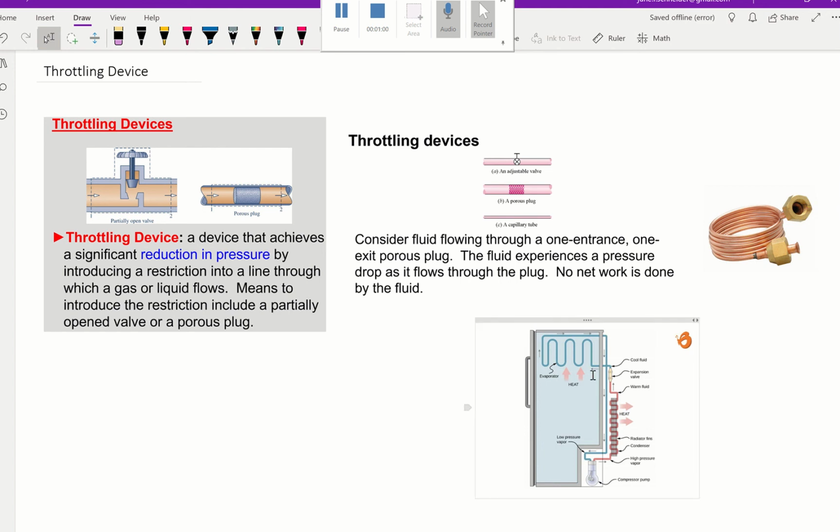This is an example we see in reality. At the back of your refrigerator, you will see this expansion valve. That's actually a throttling valve. We call it a capillary tube. It's something like this.